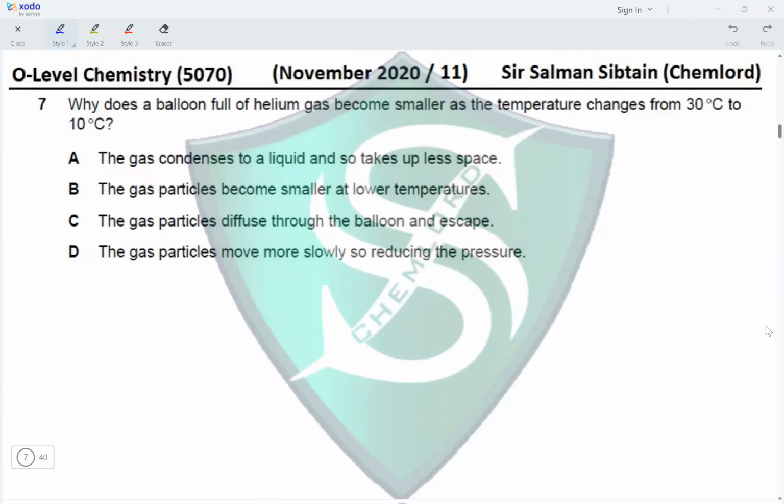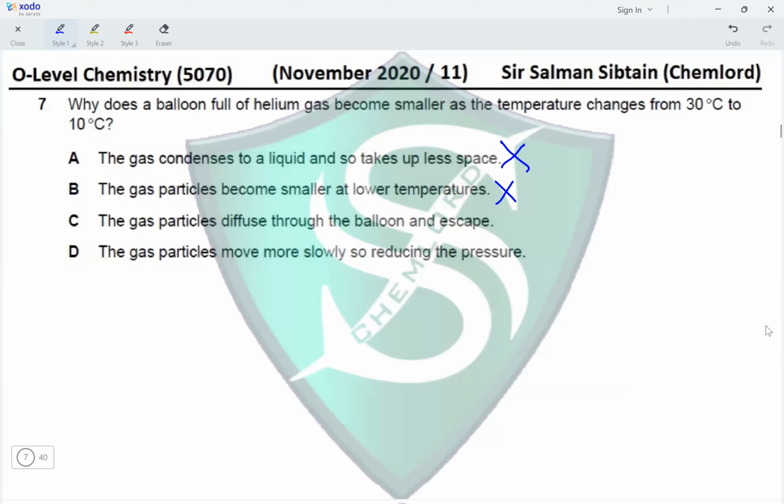Question 7. Why does a balloon full of helium gas become smaller as the temperature changes from 30 to 10? The gas contracts. Okay, now let's look at the options. The gas condenses to a liquid and so takes up less space. There is no indication of change of state, so we cannot say it is condensed to a liquid. The gas particles become smaller at lower temperatures. The size of the particles do not change with change in temperature.